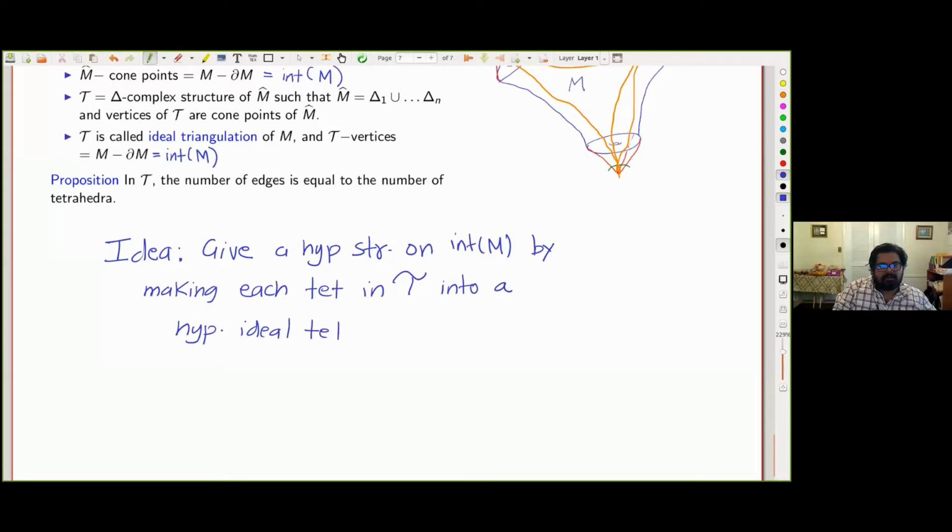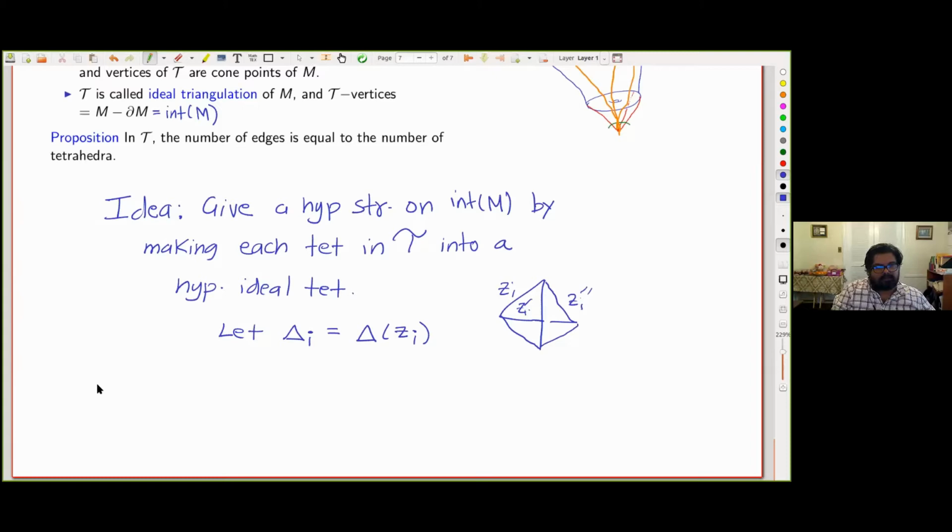So what we are going to assume is, let delta I be the hyperbolic tetrahedron with parameter Z, right? Remember we saw last class, you have this, that's your Zi and then Zi prime, etc. Something like this. And now when we try to glue, there are going to be obstructions. When we glue tetrahedra using isometries, the shapes have to work out, right?